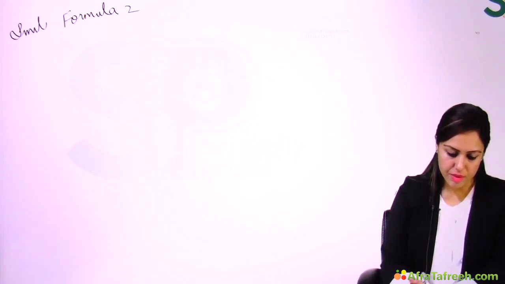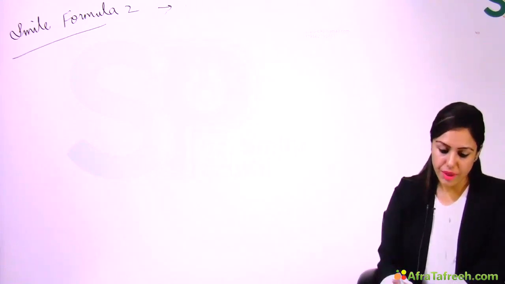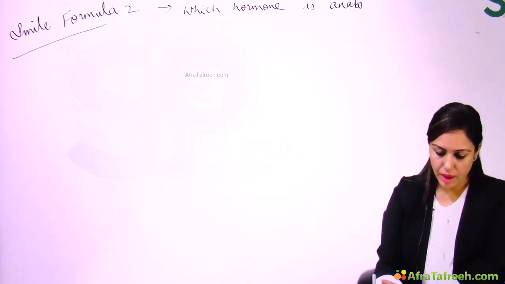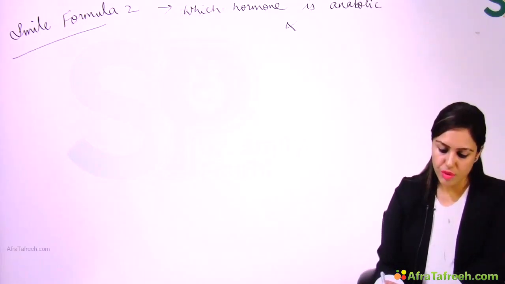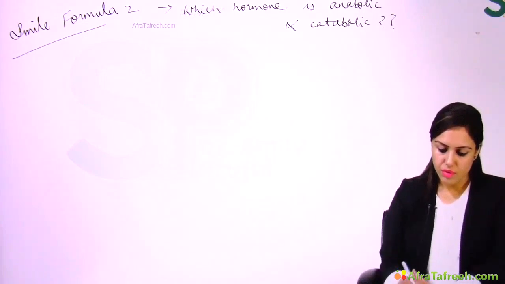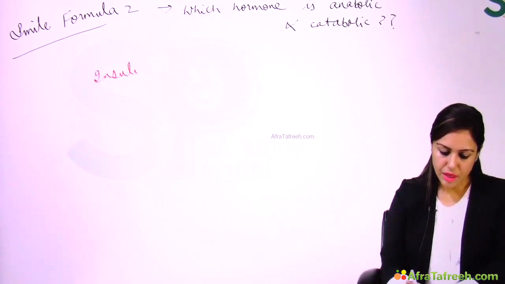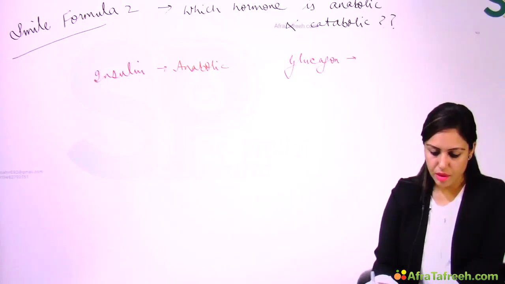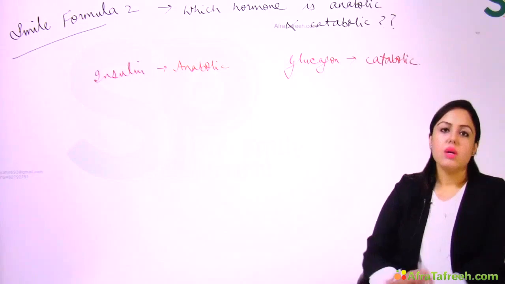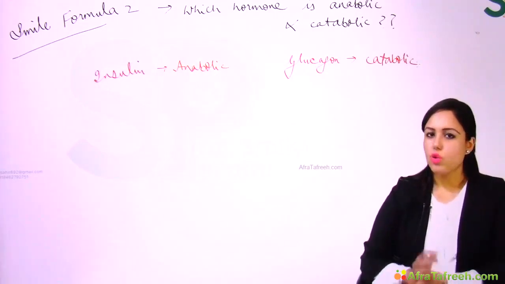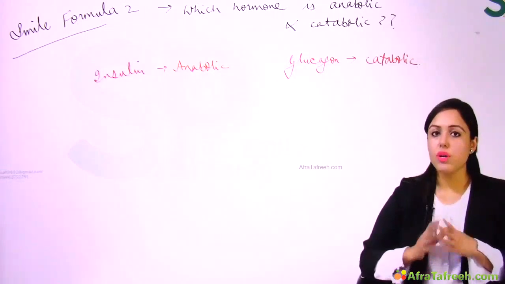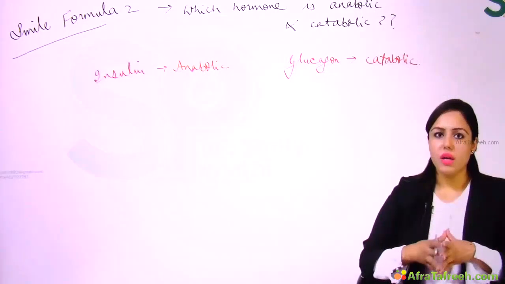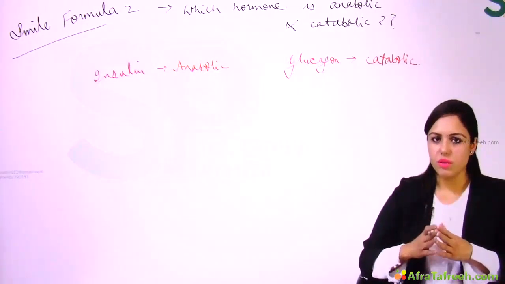So again it will be the SMILE formula 2, in which I will be telling you which hormone activates which pathway, or which hormone is anabolic and which hormone is catabolic. So first the basic: insulin is always an anabolic hormone. The opposite hormone, glucagon, is a catabolic hormone. You know that we mainly have these two hormones working in the body, insulin and glucagon. So insulin is anabolic and glucagon is catabolic, right?